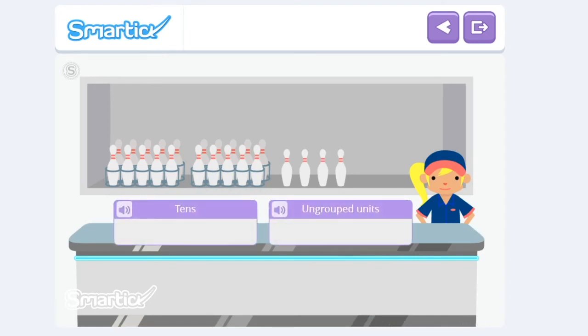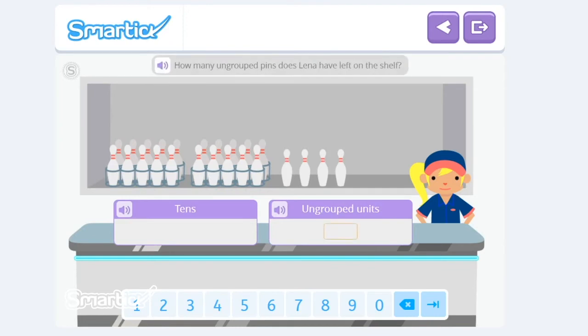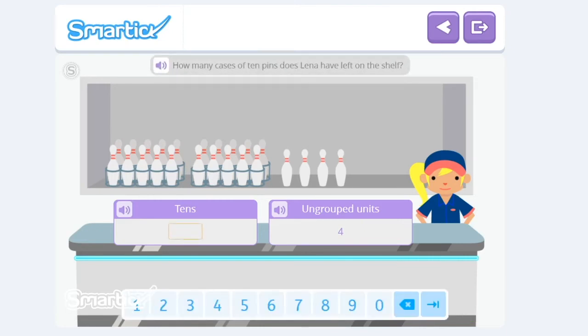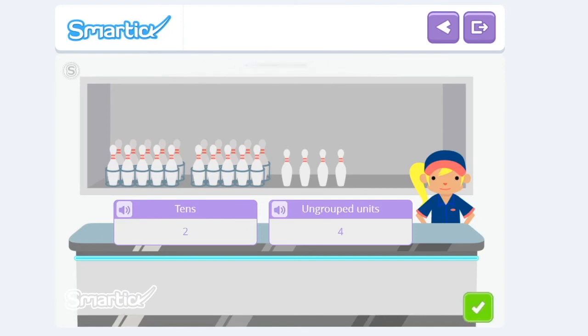Lena wants to know how many pins she has left. How many ungrouped pins does Lena have left on the shelf? Let's see. She has 1, 2, 3, 4 ungrouped pins. Oh, sorry. We're just looking at the units first. How many cases of 10 pins does Lena have left on the shelf? Okay, now she has 2 tens of pins. Fantastic! There are 2 cases of 10 pins and 4 ungrouped pins on the shelf, so there are 24 pins.